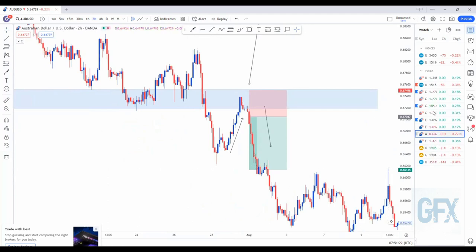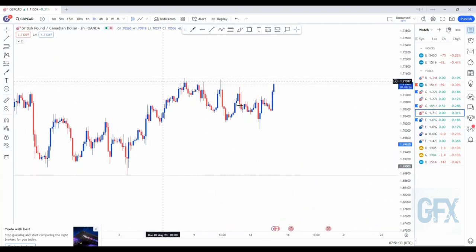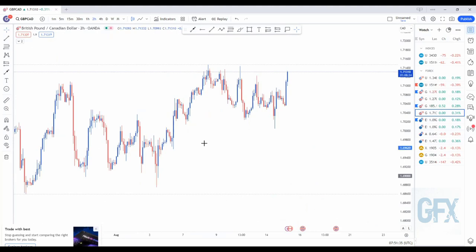I will show you guys in another kind of pair so you see what I'm saying. Let's just do, let's say, this pair, GBP CAD. Okay, let's just do GBP CAD. Now it's the same thing here. Let me show you again.